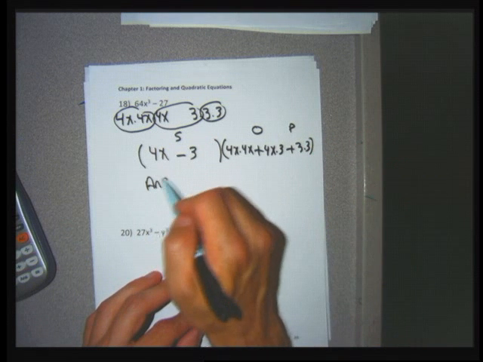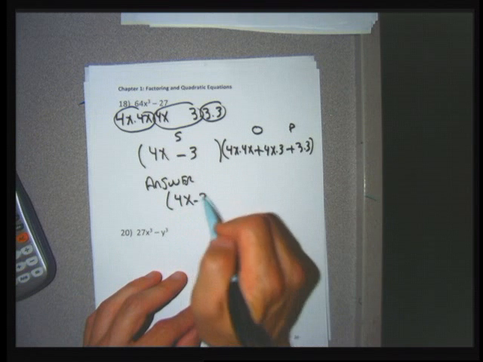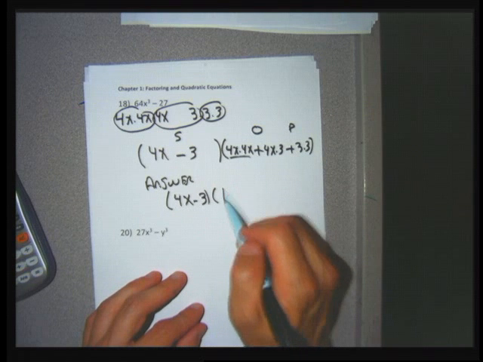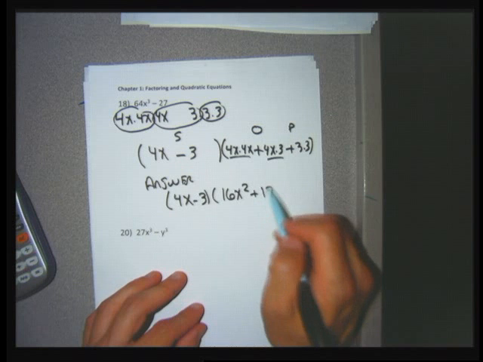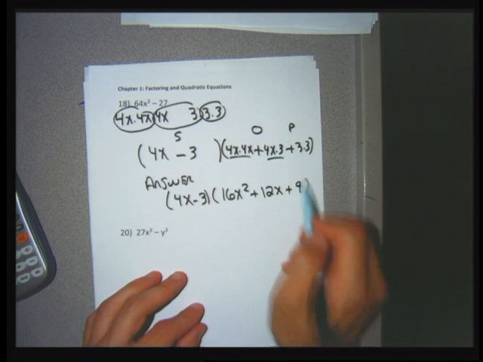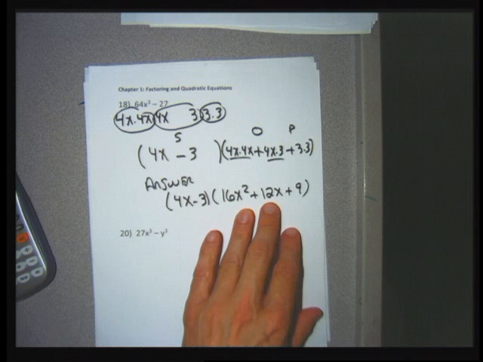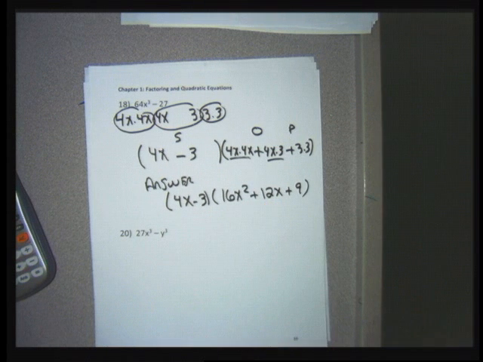I leave the first parentheses alone, leaving it 4x minus 3. And then second parentheses, I multiply the 4's and the x's and get 16x squared first. The middle I get a 12x, the last I get a 9. There's no common factors in these unless the original problem has a common factor. The parentheses won't have a common factor. Oh, and the second parentheses is always prime. It's a trinomial, but it's never ever going to be factorable. Probably should have said that a little bit earlier. Just came to my mind right now.